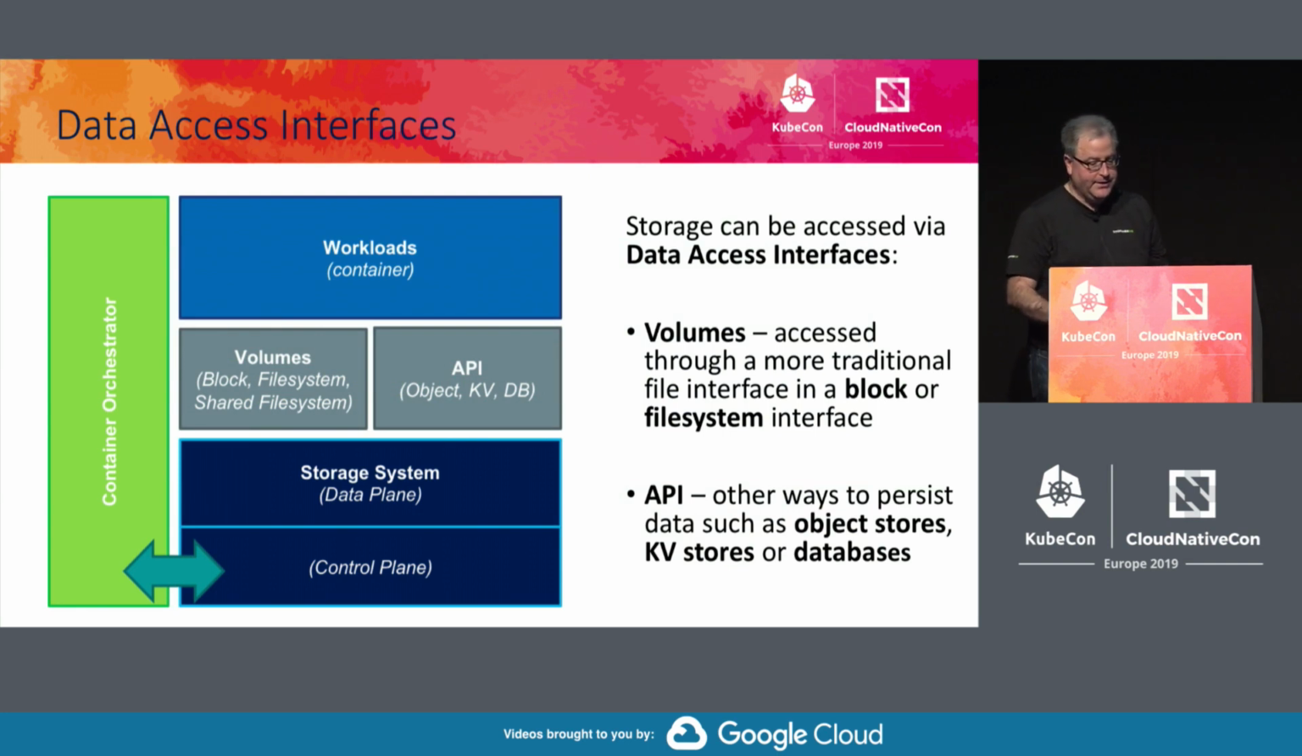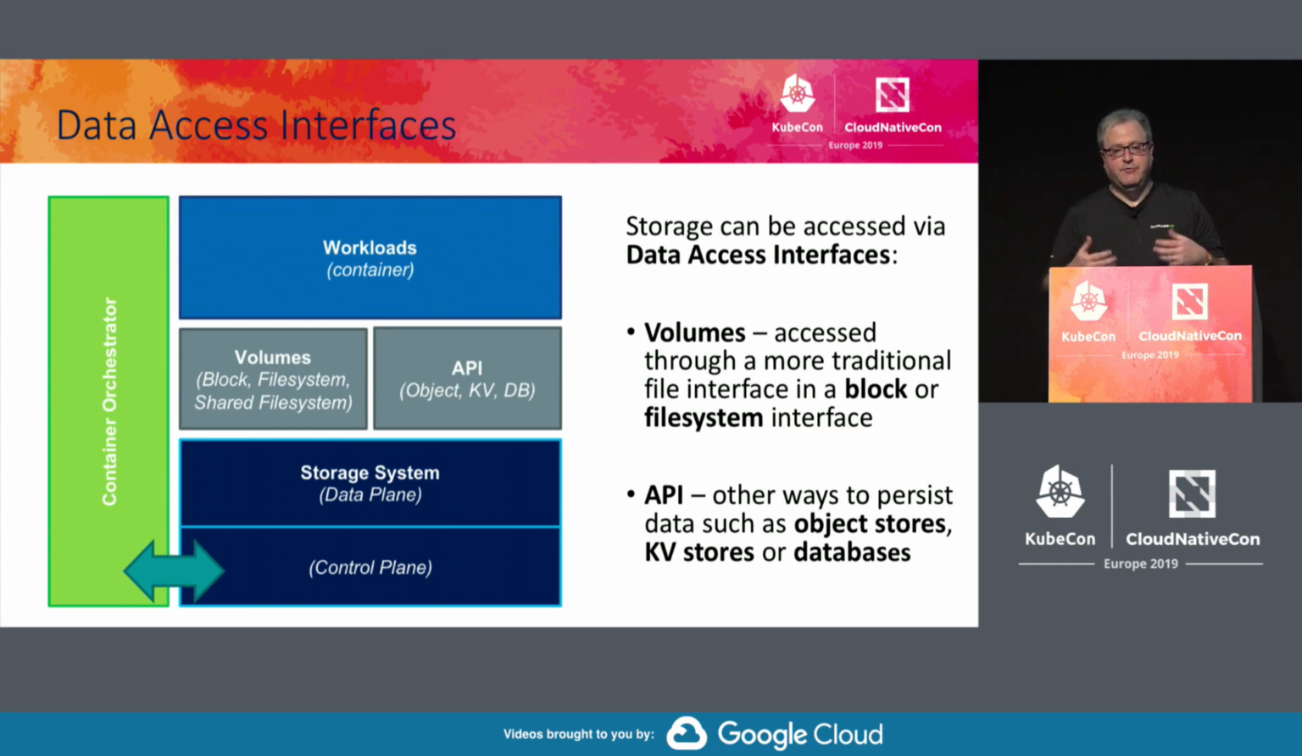So we'll talk a little bit about how we consume the storage. In a cloud-native environment, there are a number of different data access interfaces. A workload can be talking to a storage system in what we define as two major buckets. The first being volumes, and the second being what we call APIs. Volumes are perhaps the more traditional type of storage, things like block stores, file systems, shared file systems, etc.